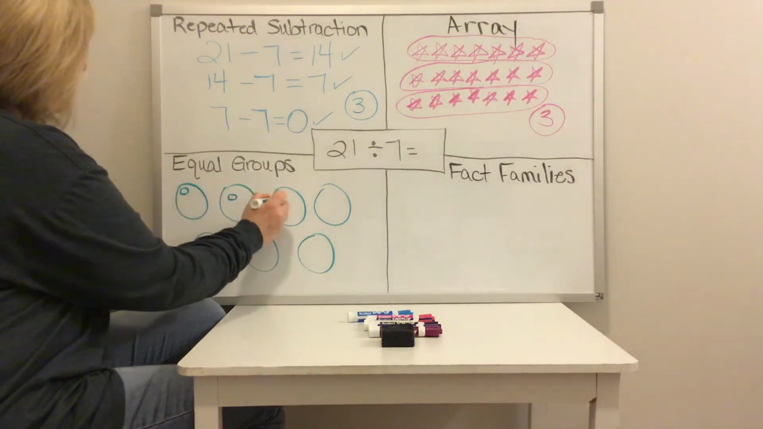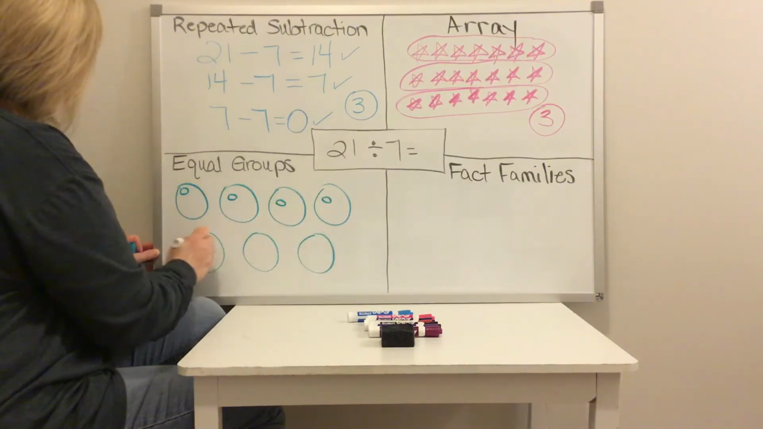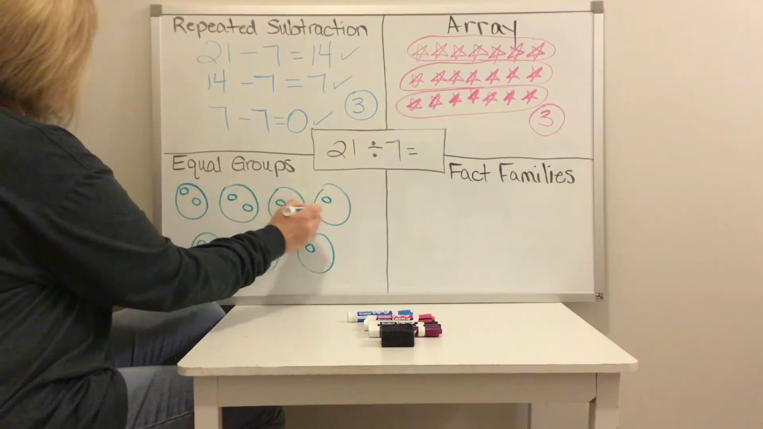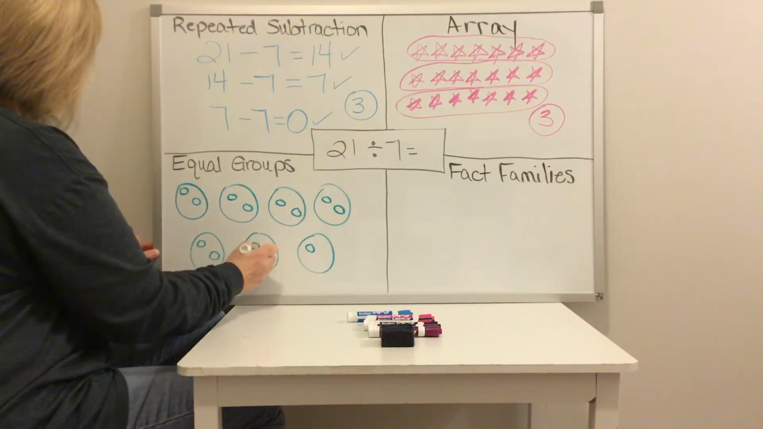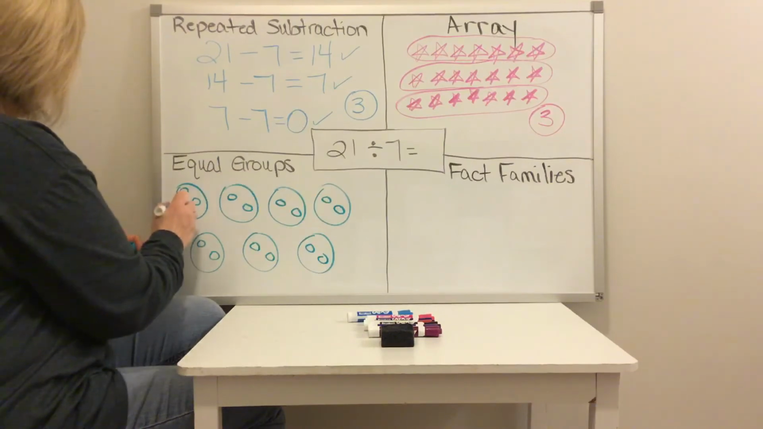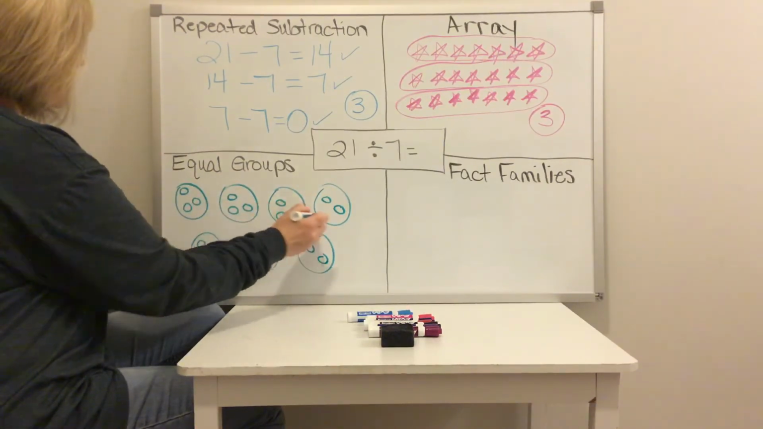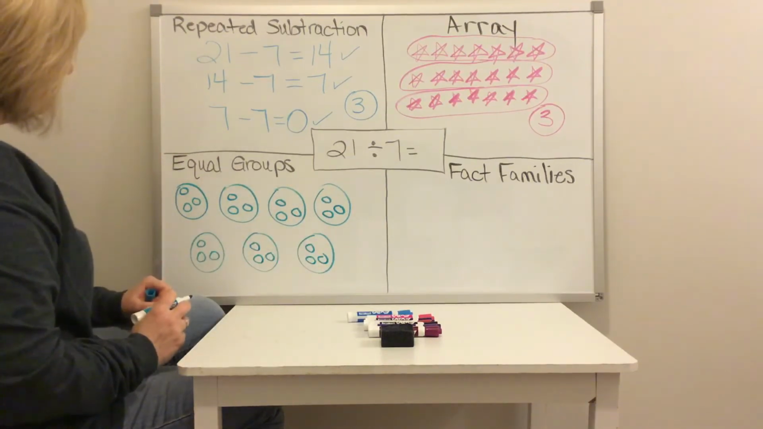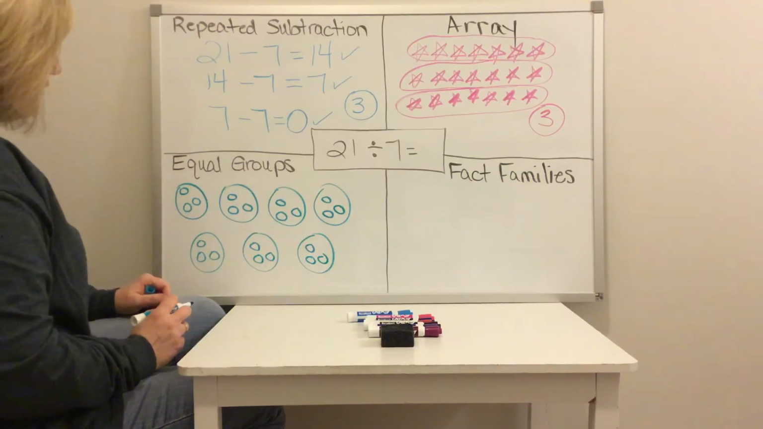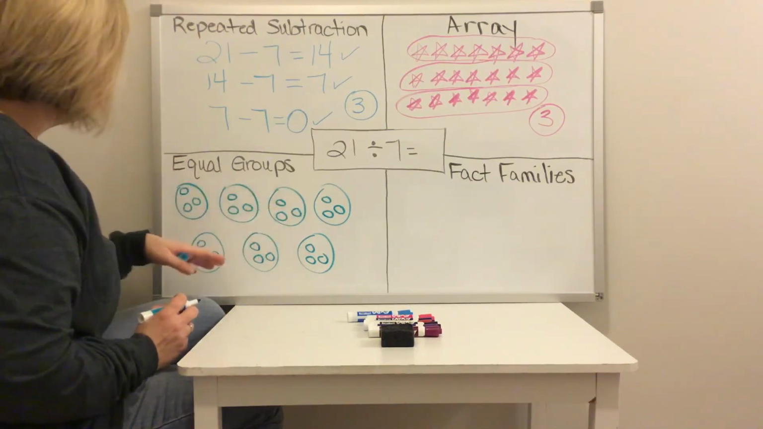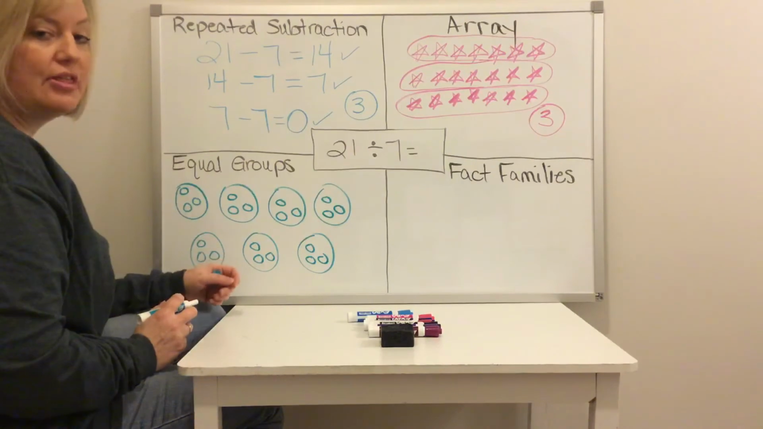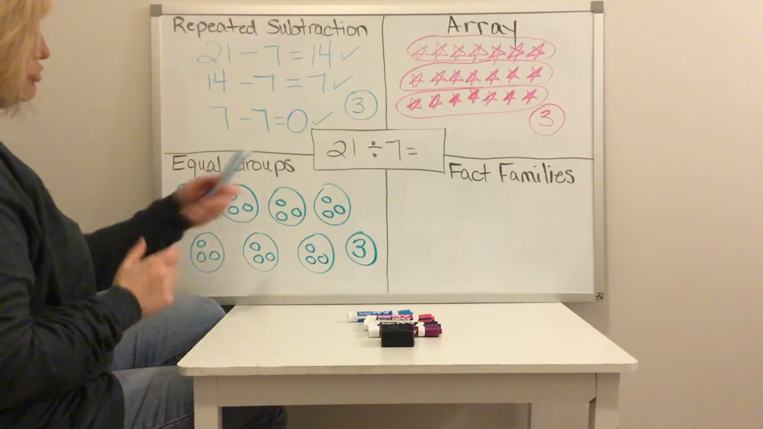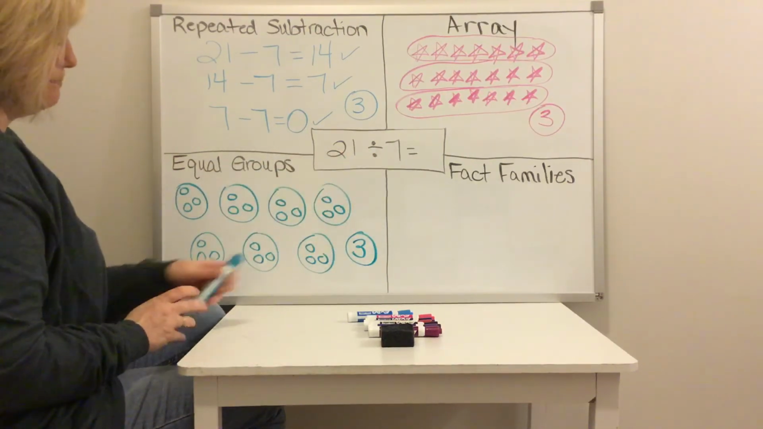1, 2, 3, 4, 5, 6, 7, 8, 9, 10, 11, 12, 13, 14, 15, 16, 17, 18, 19, 20, 21. So I used 21 things altogether. I divided them between 7 equal groups, and I was able to put 3 things in each group. So that tells me that my answer to 21 divided by 7 is 3.